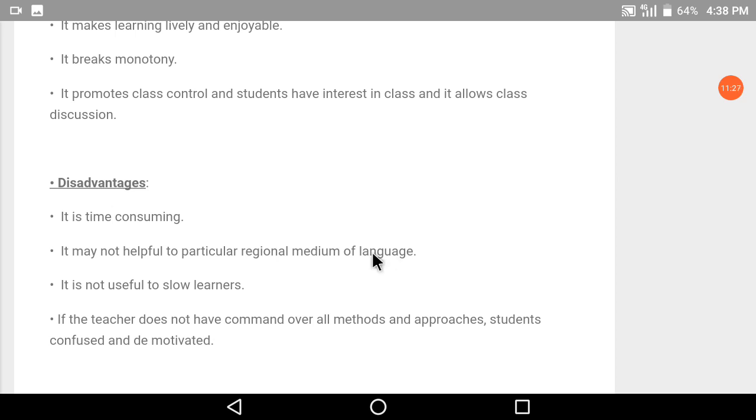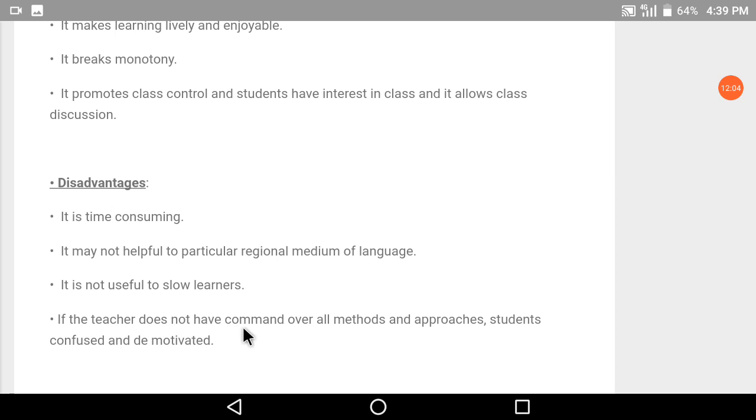Humans can do anything which they want to do, but at the starting level we have to face several problems. But after that, when our students and we become familiar with the problem and the stuff, we can easily solve the disadvantage of any situation. It is not useful to slow learners, those who are slow in communication, slow in thinking, slow in study. It is not useful for those students.